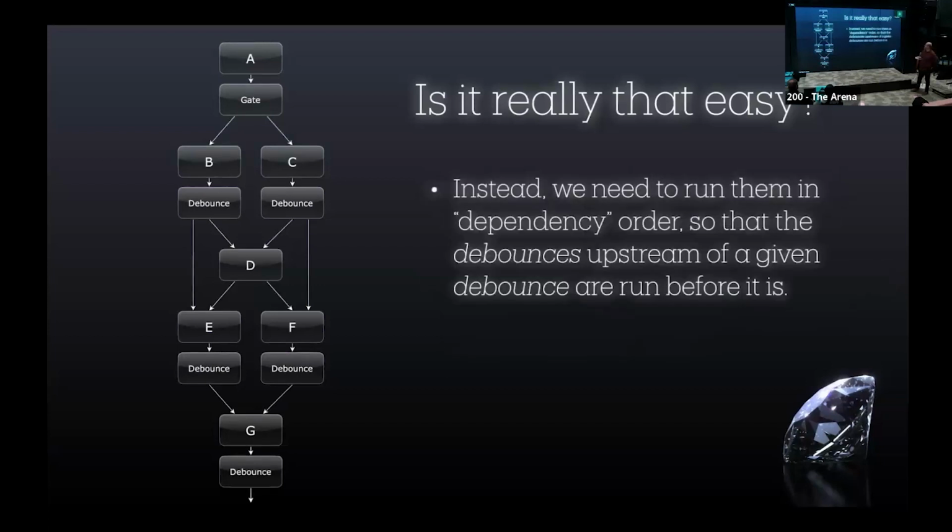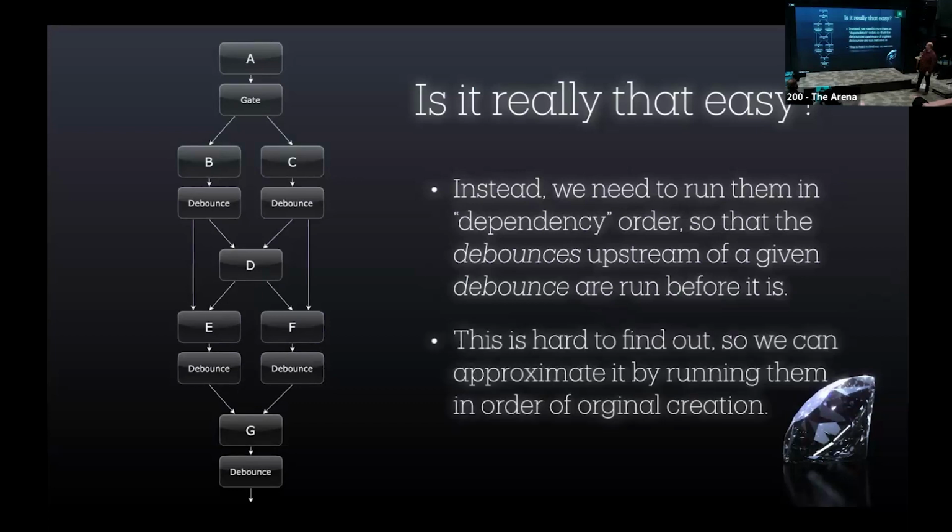It turns out that what we really want is for them to run in dependency order. That is, we want the ones higher up in the graph to run before the ones lower down. So if one of them is depending on other ones, then they should run first. And this is annoyingly hard to figure out with the normal reactive APIs. How do you find out which other things you are depending on?